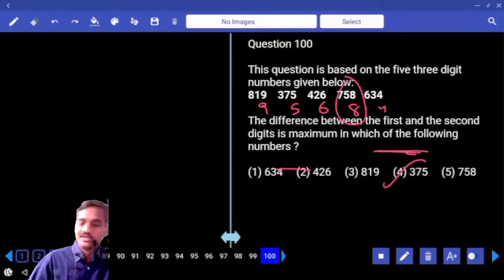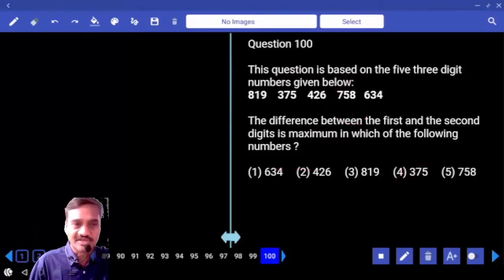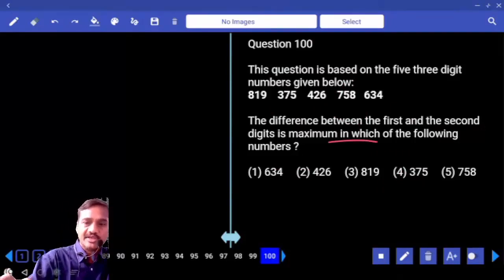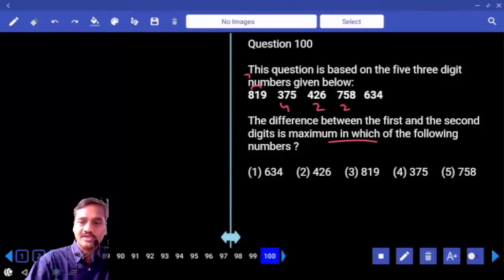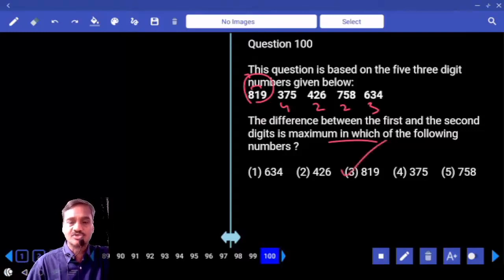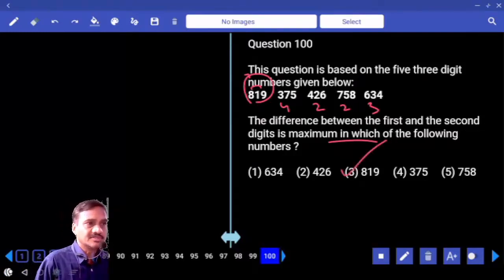99. And 100. The difference between the first and the second digits is maximum in which of the following numbers? 8 minus 1, 7. Here it is 4. Here 2. Here 2. Here 3. Hence 819 is the highest. 819, choice. Done with this?